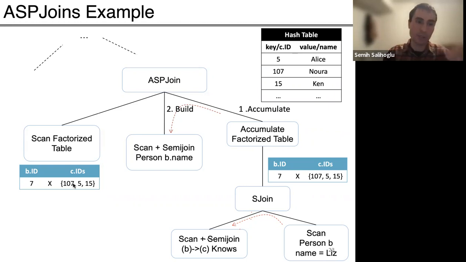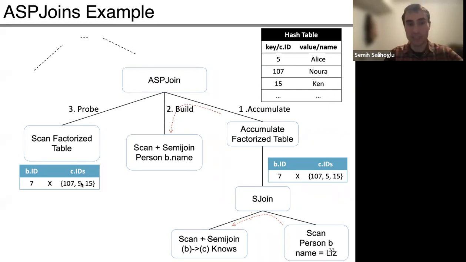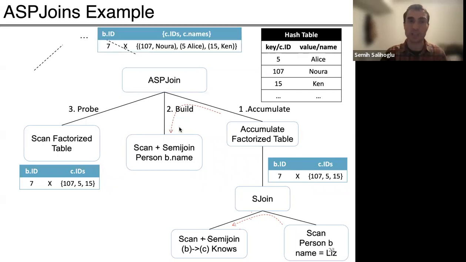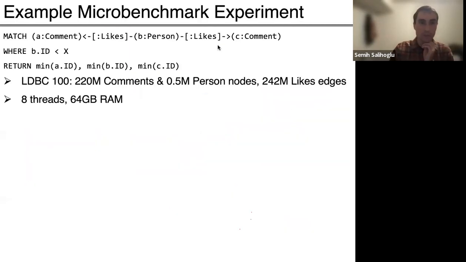Now 7 times 107, 5, 15 is rescanned and is the probe side. And all we have to do is join for each C.ID the names in the hash table, and we can get our desired factorization structure: 7 times 107 with the name values 5 and 15 and the name. Okay, that's why we needed two operators, right? So these are two operators, and the details of this are in our latest CIDR paper, but they're fully implemented and fully practical, and you can find an example implementation of this design inside the Kùzu code base, right?